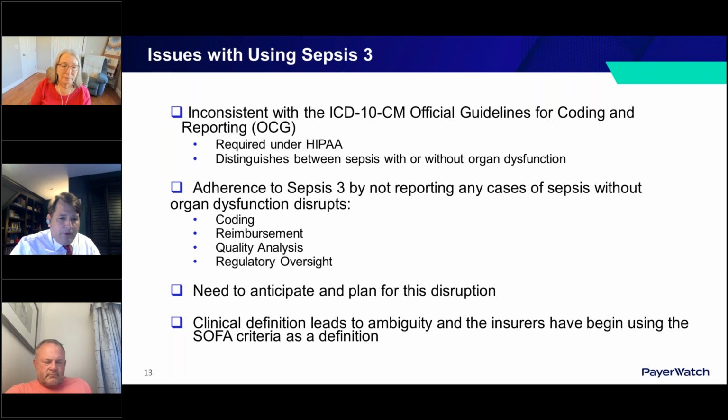But what we're left with is a really clinical definition. And while that favors our clinicians, it further leads to ambiguity. And in future workshops, I think that's going to be addressed more than it will be here. But this idea that insurers are using this very ambiguous clinical definition and co-opting this SOFA criteria as a definition, which it was never meant to be. We'll talk a little bit about that today, but you'll hear more about that in future workshops.